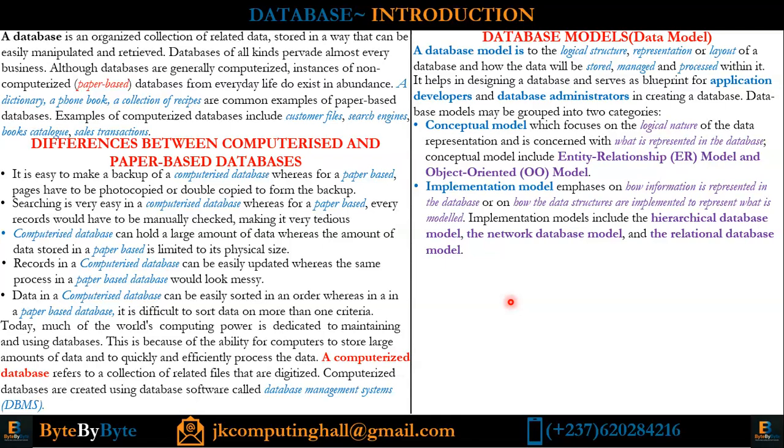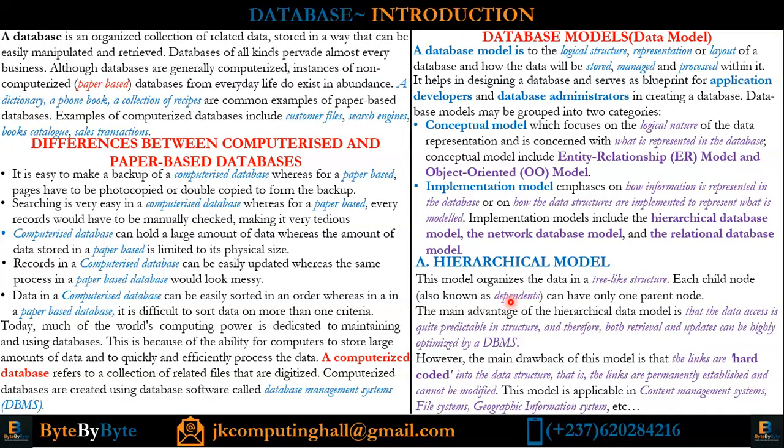In the last video, we went through the definition of databases, the differences between computerized and non-computerized databases, and we went further to introduce database model, where we saw that there are two categories of database model, the conceptual and the implementation. Today, we are going to look at these different models and how they work with data.